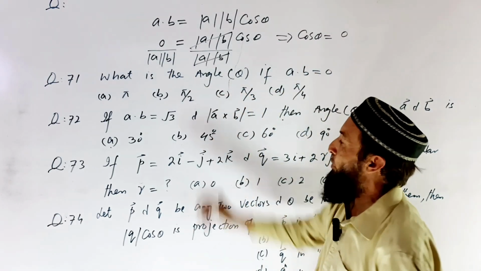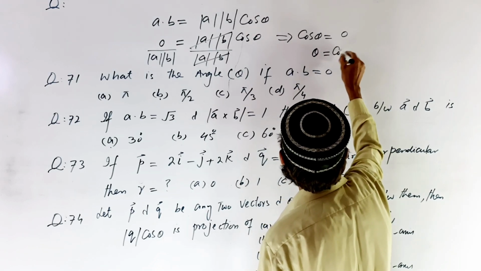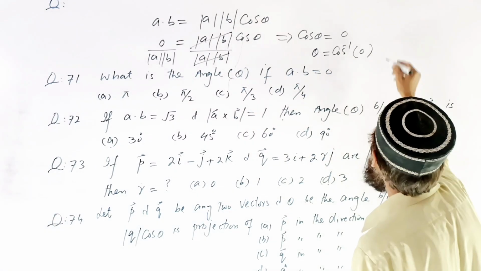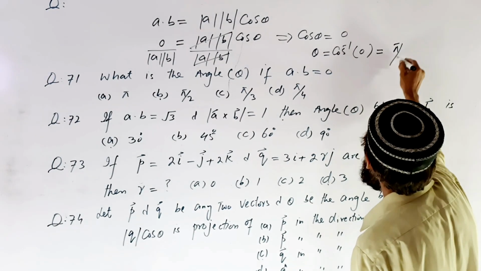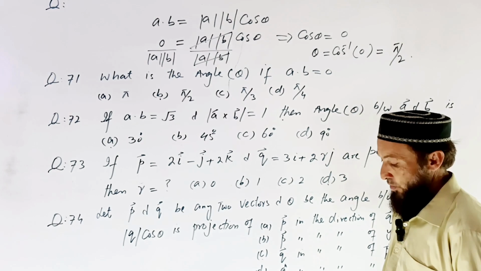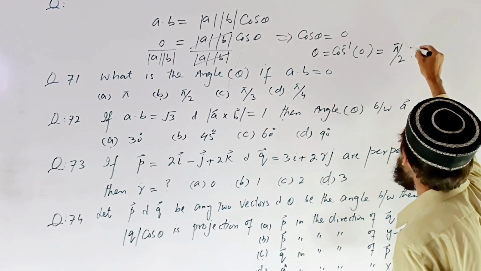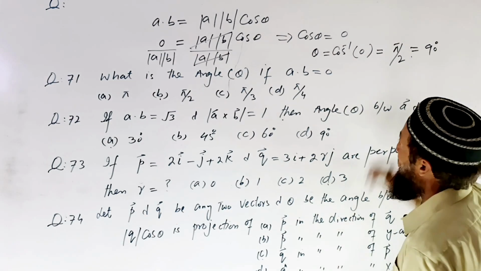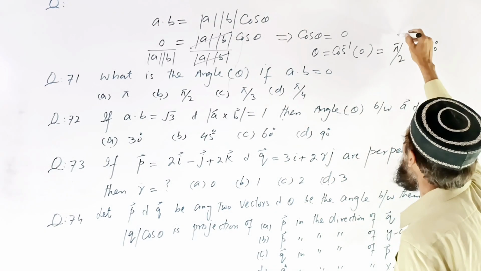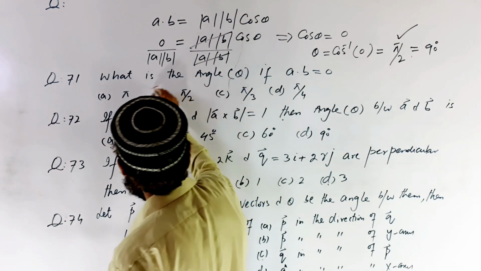So theta is required. What is the angle? Theta we can write as cos inverse 0, and cos inverse 0 is equal to pi by 2. Cos 90 is equal to 0. If we check this result, we can also write 90 degrees, but the question is already given in radians. So we select pi by 2 as the correct answer.